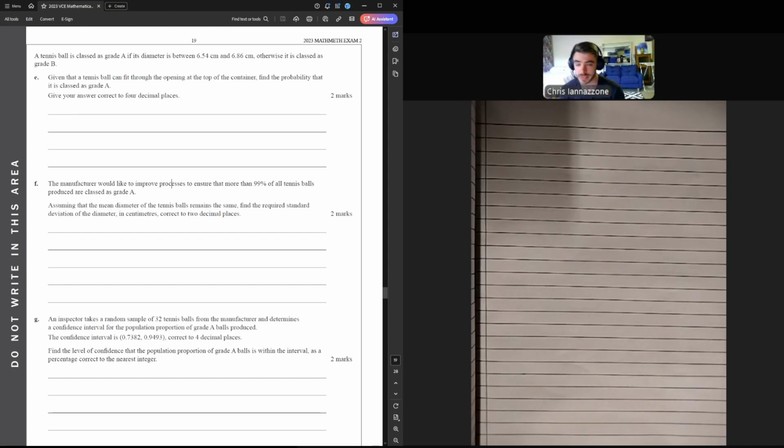Now for part E. So in this case, we now have a grading for our tennis ball, right? We are told that a tennis ball is classed as a grade A if the diameter is between those figures, otherwise it will be considered grade B. Now, as for the actual question, we're told, given that a tennis ball can fit through the opening, so that's our conditional, find the probability that it's classed as grade A.